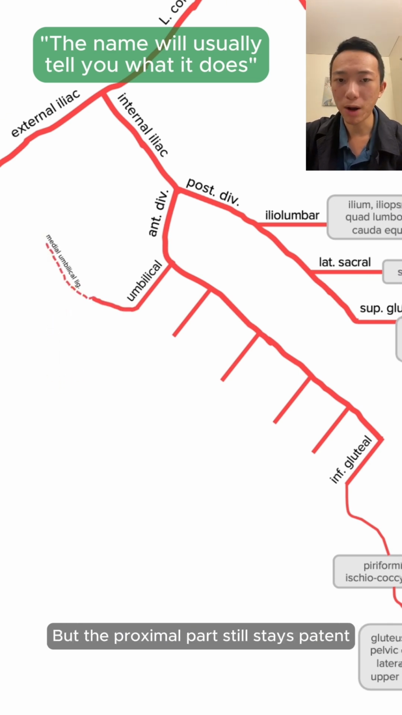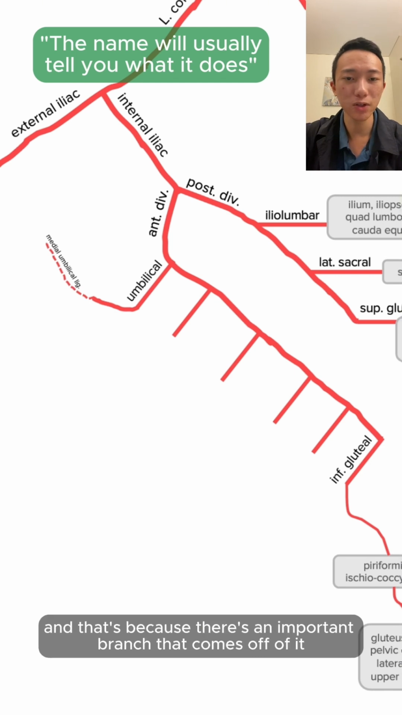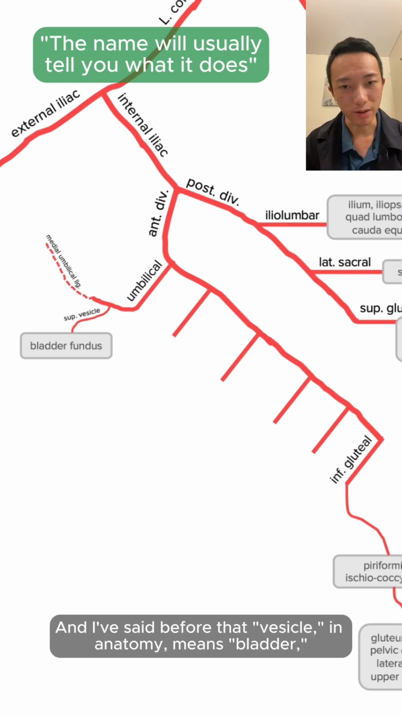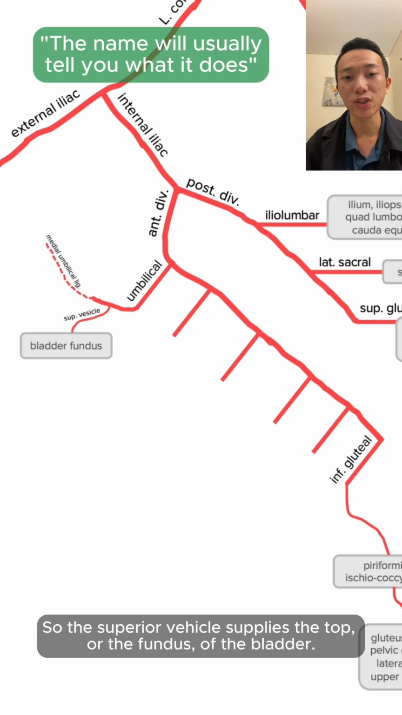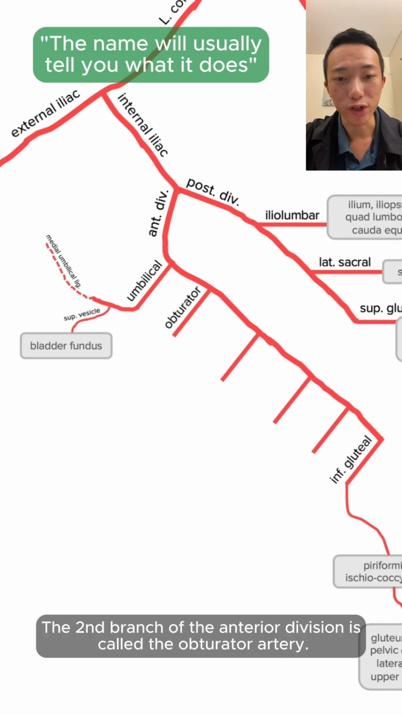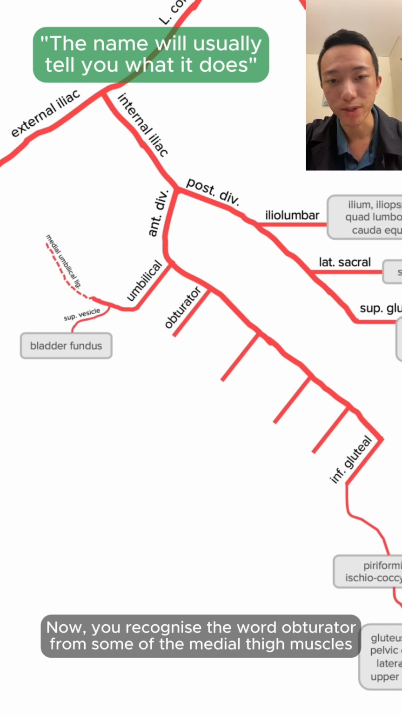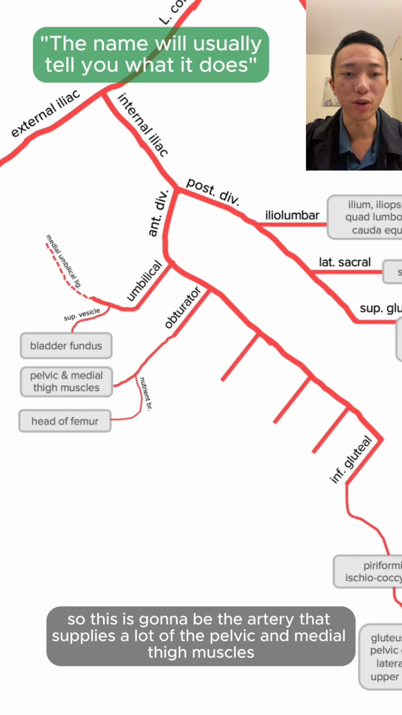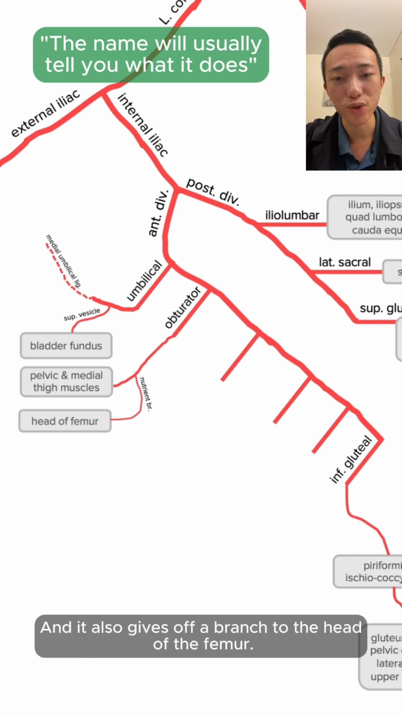But the proximal part still stays patent, and that's because there is an important branch that comes off of it called the superior vesical artery. And I've said before that vesical in anatomy means bladder, so the superior vesical supplies the top or the fundus of the bladder. Moving on, the second branch of the anterior division is called the obturator artery. Now, you recognize the word obturator from some of the medial thigh muscles, and so this is going to be the artery that supplies a lot of the pelvic and medial thigh muscles, and it also gives off a branch to the head of the femur.